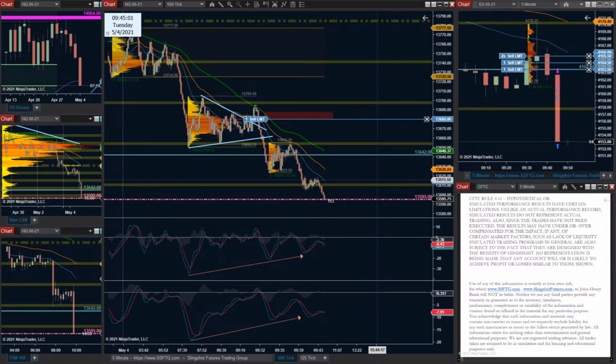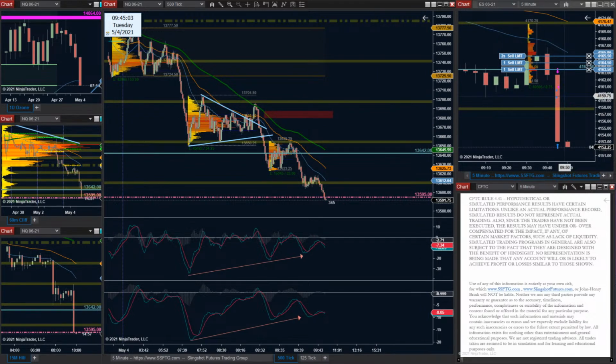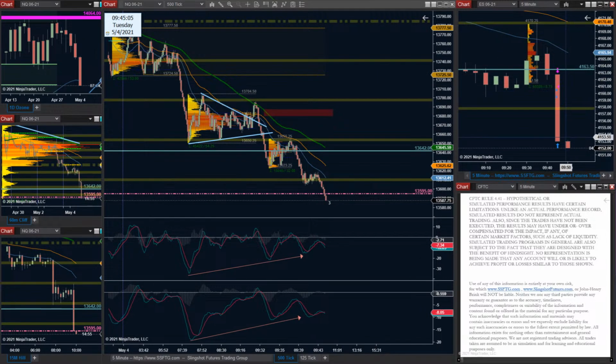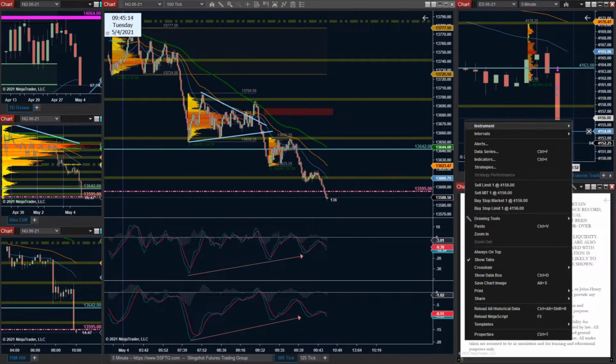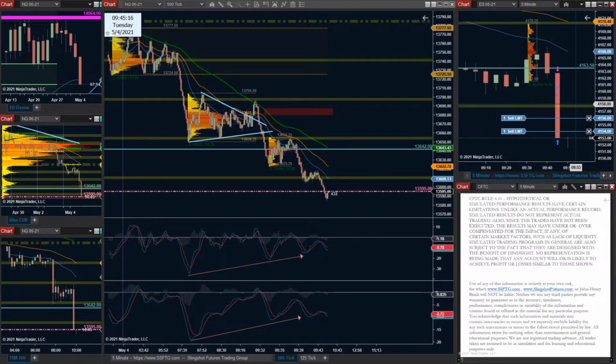No pullback at all on the indexes. As far as the S&P goes, obviously a ginormous bear bar to the downside. I don't necessarily want to be the first one to the party. I'll look to fade back a little bit. We've got a lot of volatility, so I'm not going to go too tight on this. 54, just as a slight offset.